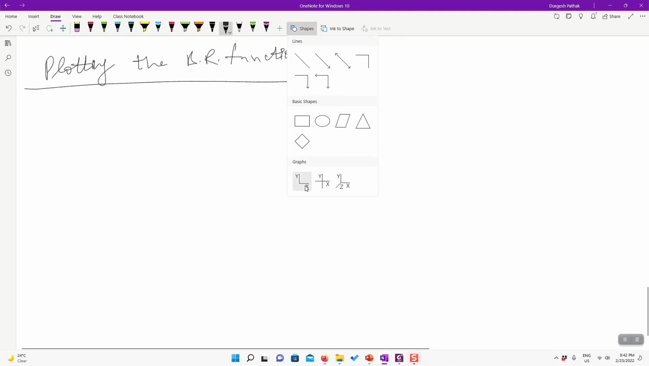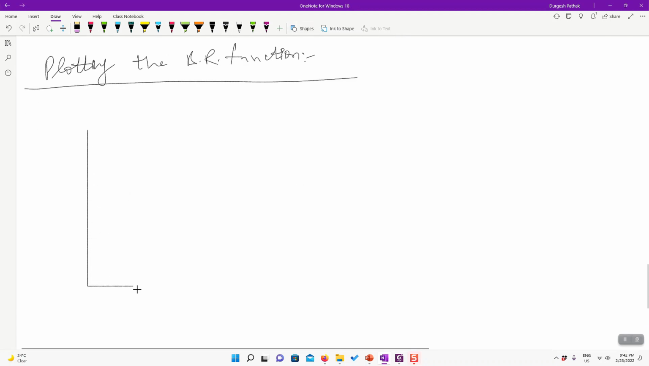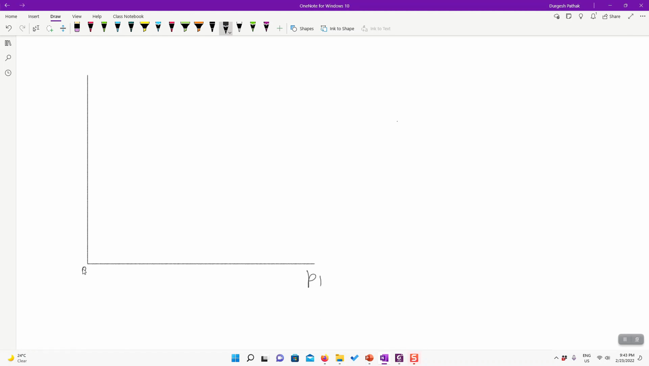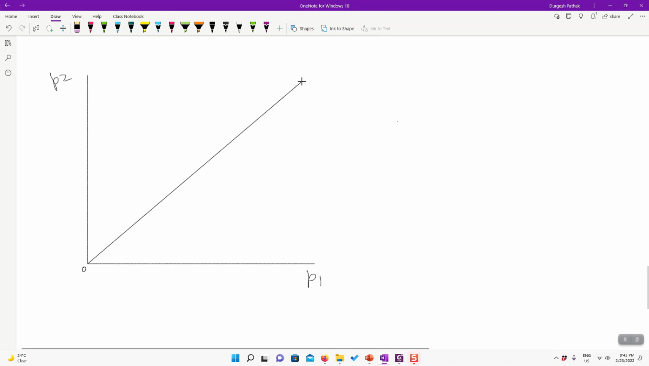So this is again a fun thing. So let's do that. See, on this axis I am showing P1, on this axis I am showing P2, and there will be one 45-degree line that will be passing like this from here. So that we can tell that along this line both P1 and P2 are the same, they are equal.